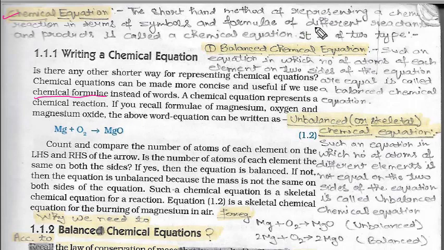Now what is a balanced chemical equation? Such an equation in which the number of atoms of each element on the two sides of the equation is equal is called a balanced chemical equation. Suppose we have to make this equation balanced. Here magnesium is 1, and here magnesium is also 1. Here oxygen is 2, but here oxygen is only 1. So if I put 2 here, now magnesium will also become 2, that means I have to put 2 here. Now this unbalanced or skeletal chemical equation has been converted into a balanced chemical equation.